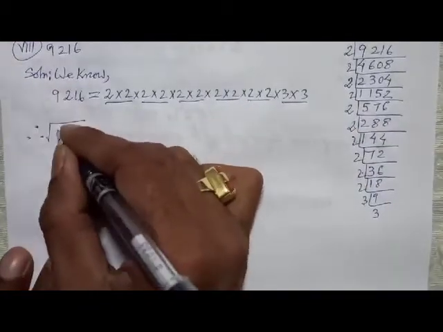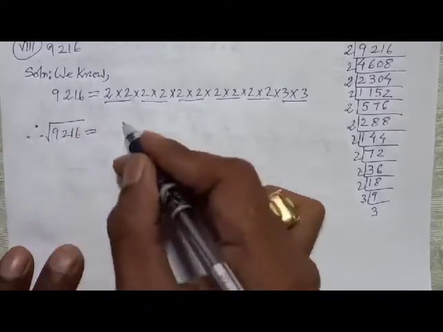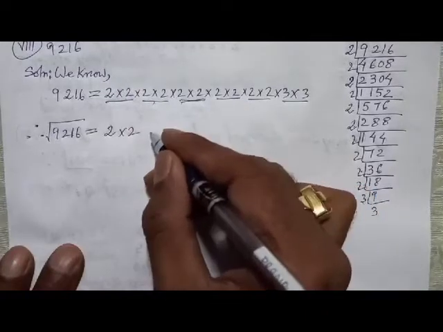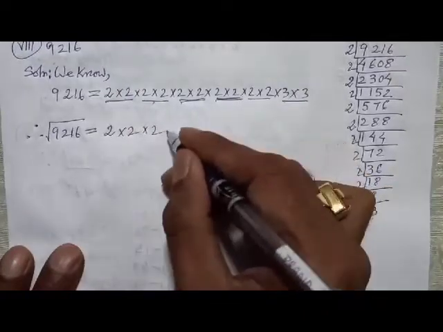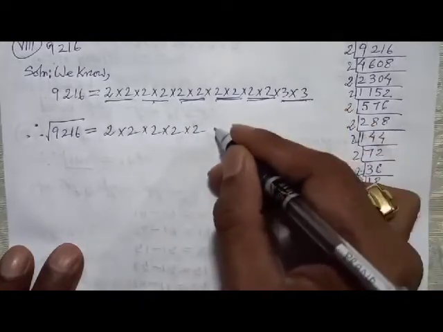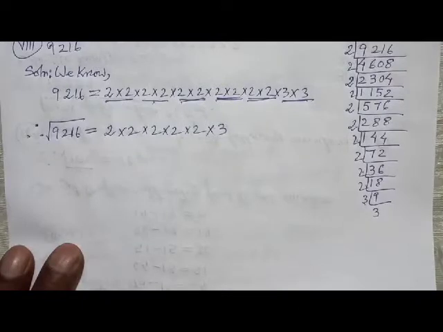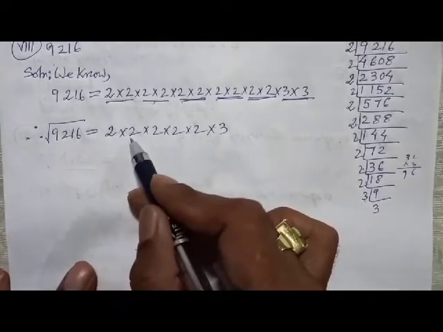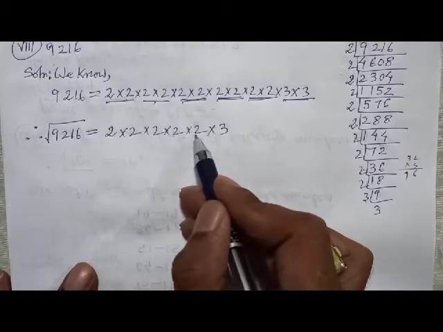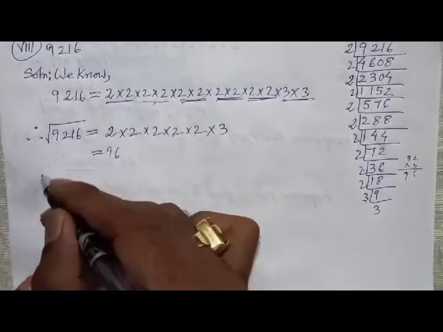Therefore the square root of 9216 is equal to, taking one from each pair: from this 2 pair, 2, from this another 2, from this another 2, from this pair another 2, from this pair another 2, from this 3 pair another 3. Now let's multiply these numbers. 2 twos are 4, 4 twos are 8, 8 twos are 16, 16 into 2 is 32, 32 into 3 is 96. So 96 is what we are getting.